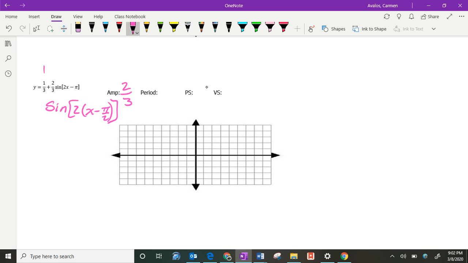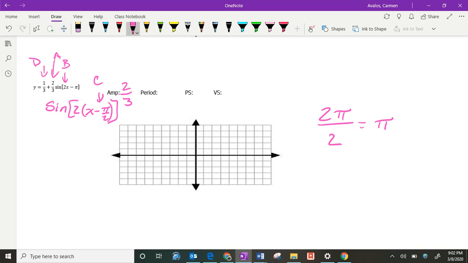And then this here is your D because you're adding to it. That is your A. This is your B. And this here is your C. So the period is going to be taken by the 2. So it's a sine curve. So we're going to do 2 pi divided by 2. And so then that one is just going to be pi.